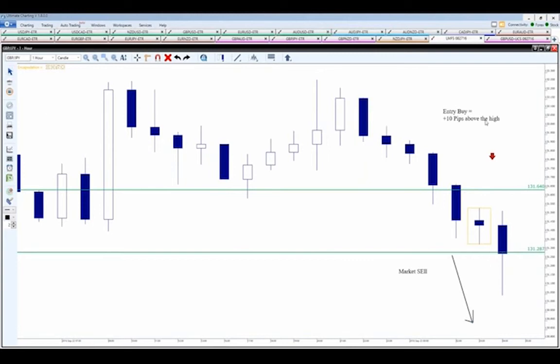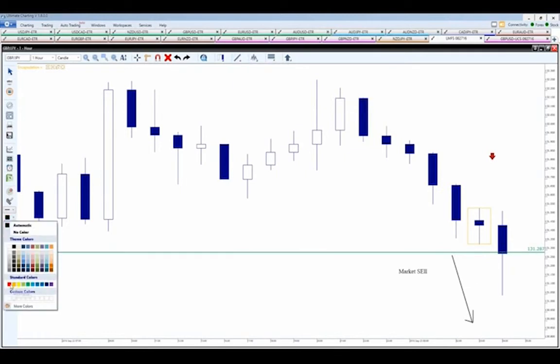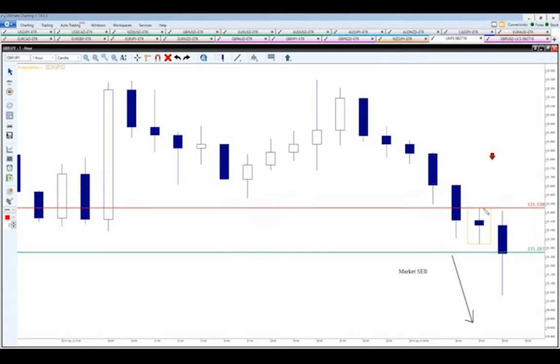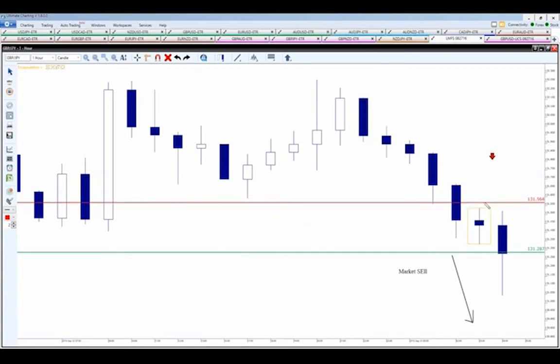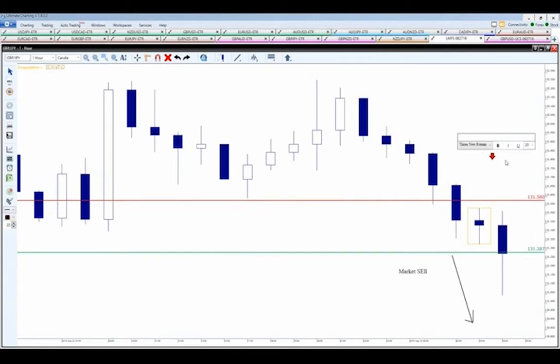First order of business when one of these orders gets triggered is to go in and cancel the opposite order. Just like that. Now, something a little bit different here. When you're selling the market, your stop loss is going to go 5 pips above the high of that 3 a.m. candle. So we'll come in here, 131.58 right there, and I'll type this out. Stop loss when selling the market is going to be plus 5 pips above the high.